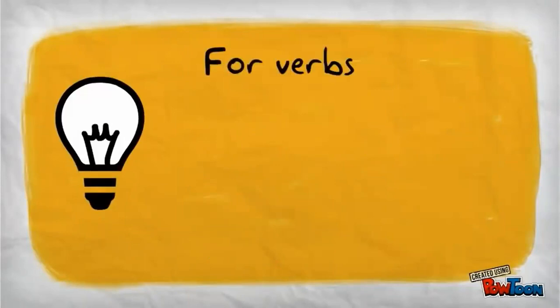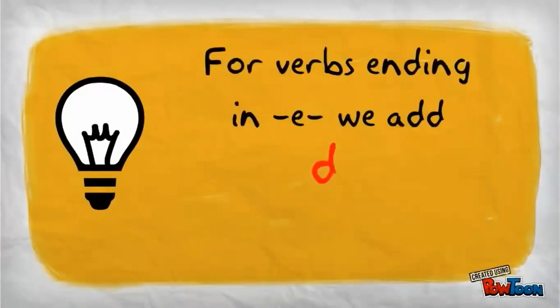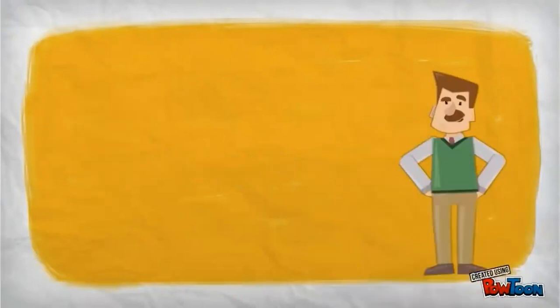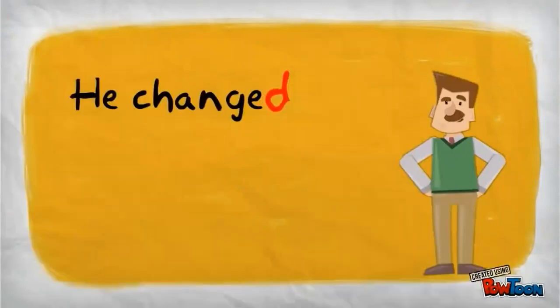For verbs ending in E, we add D at the end. For example, change, changed. He changed his clothes.